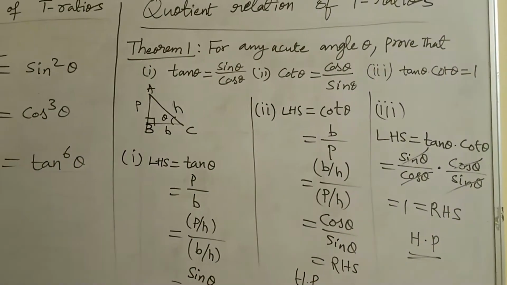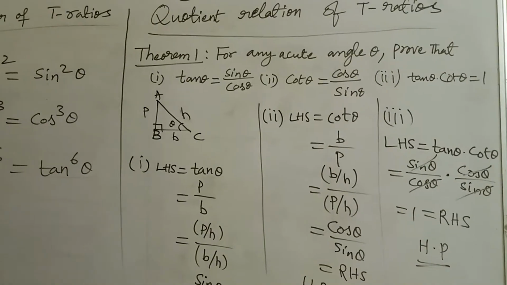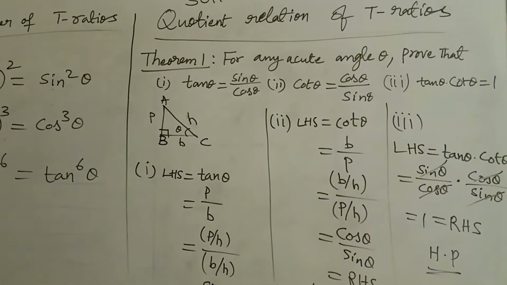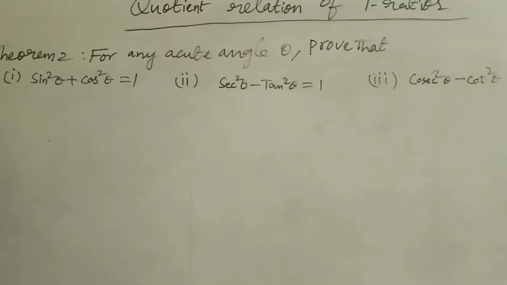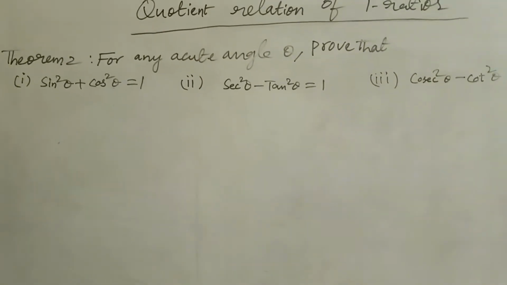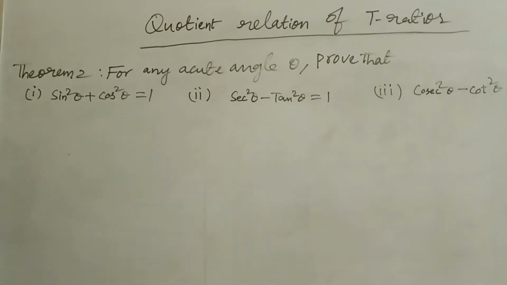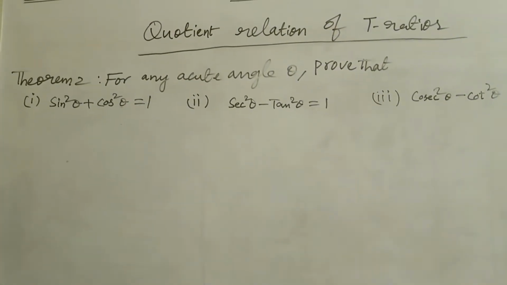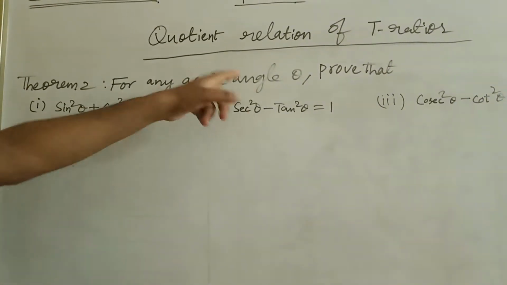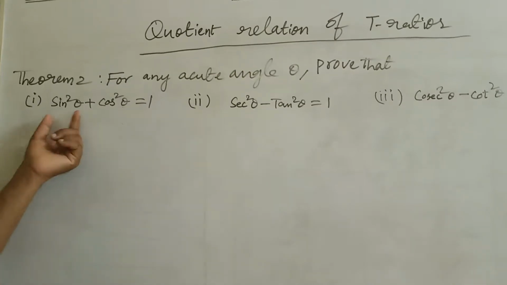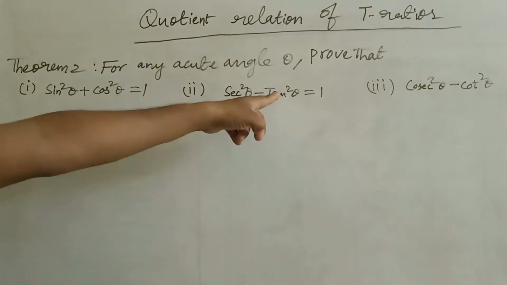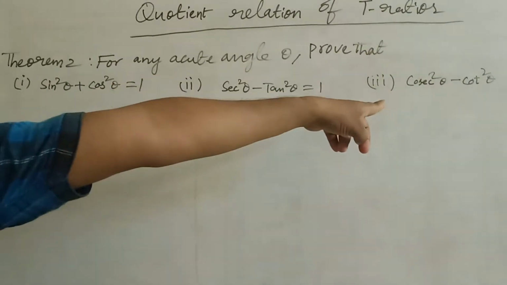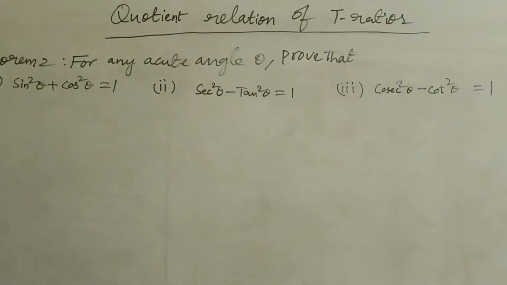Clear? Any doubt in this theorem? So you all understood this theorem? If you have understood, we will go for the next theorem. The next theorem we are going to discuss is the quotient relation of trigonometric ratios. For any acute angle theta, prove that sin square theta plus cos square theta is equal to 1, secant square theta minus tan square theta is equal to 1, cosec square theta minus cot square theta is equal to 1.